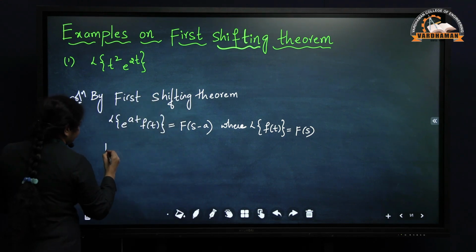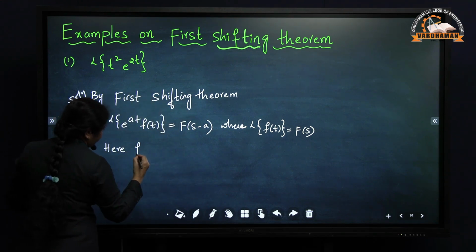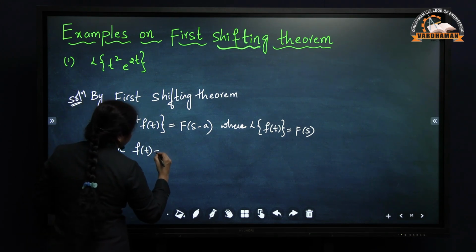In this example, f of t is equal to t square.